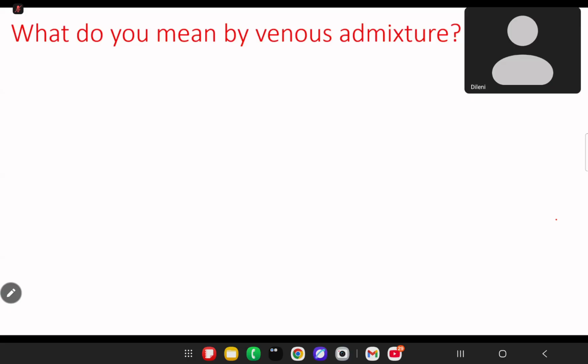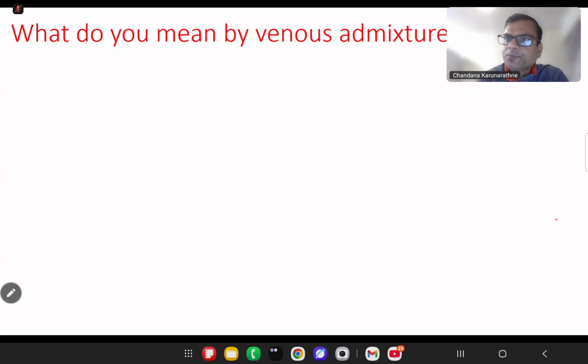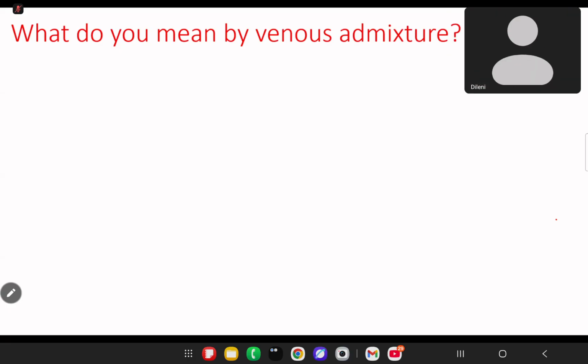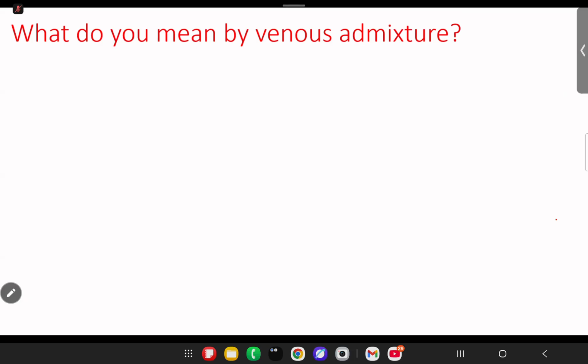Pulmonary venous oxygenated blood gets mixed with bronchial circulation, which is deoxygenated, and the oxygen tension in the blood reduces slightly. That's the physiological shunt you are talking about. Yes, sir. Okay. So this is actually venous admixture.